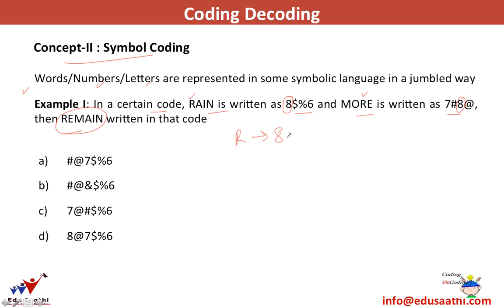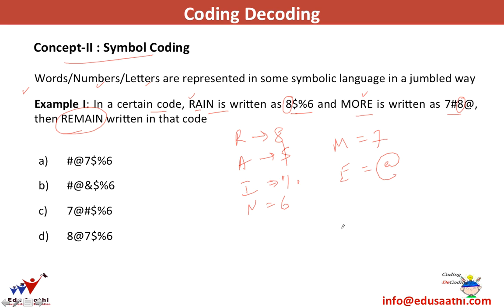Now life is simple for me. Now I simply know that the second word here, A, is coded as a dollar sign, I is coded as a percentage sign, and N is coded as a 6. Similarly, M is a 7 and E is an at the rate. First you need to check this logic which I checked. Is the first place here and the third place here same? If not, then this will not be the logic.